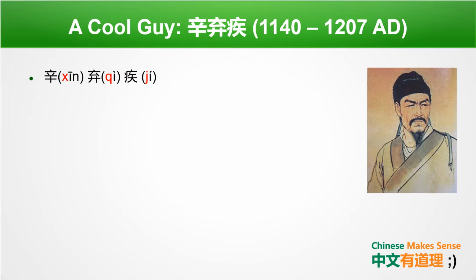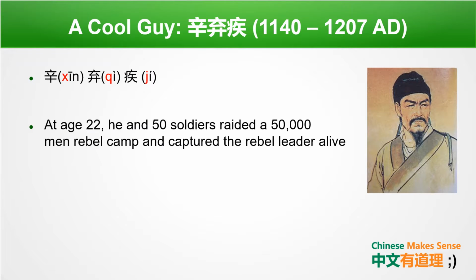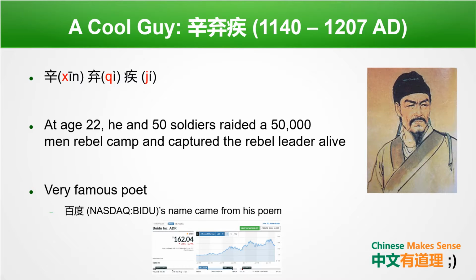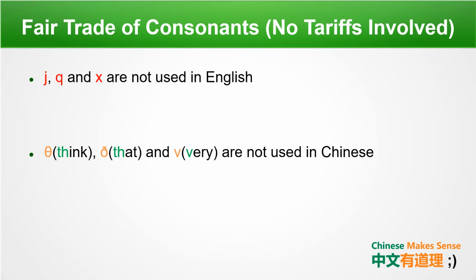His name is Xin Qi Ji. When he was 22 years old, he and 50 other soldiers raided a 50,000-man rebel camp and captured the leader alive. Most Chinese people don't know that story, and what most Chinese people do know him as is a very famous poet. If you've ever heard of the Chinese search engine Baidu, the name actually comes from one of his poems.